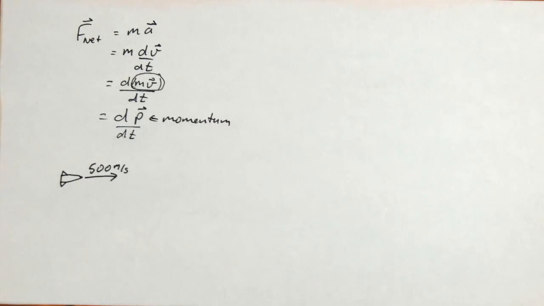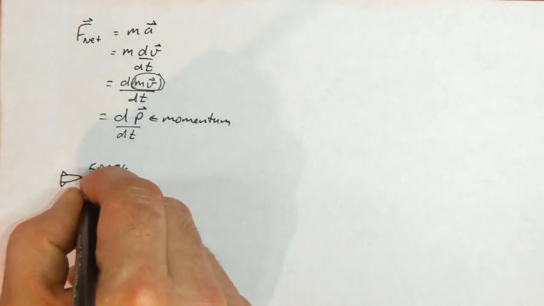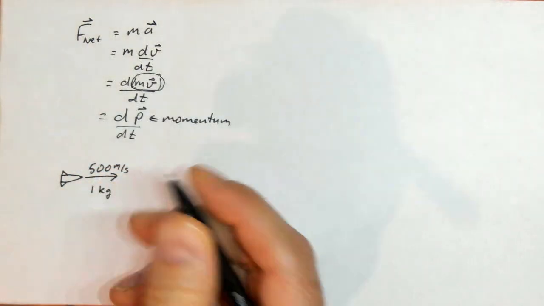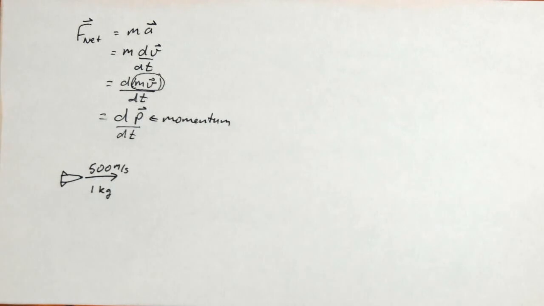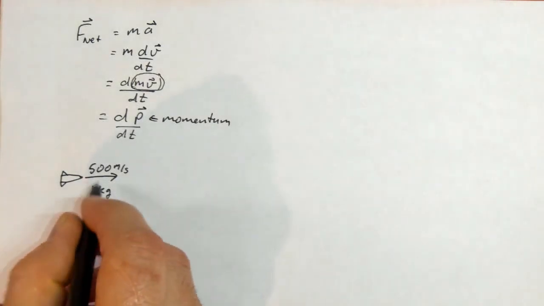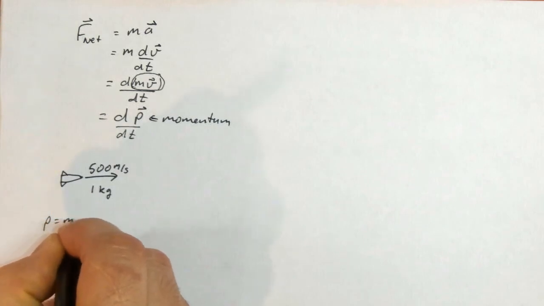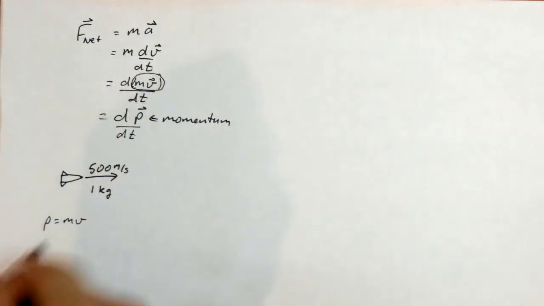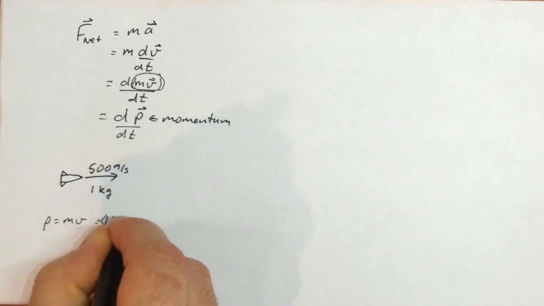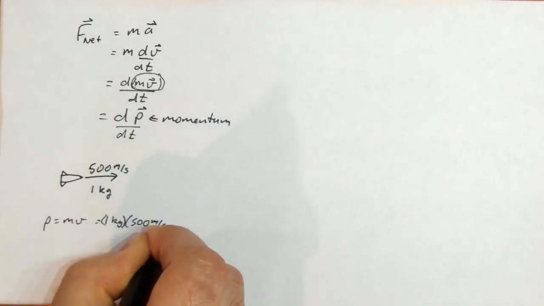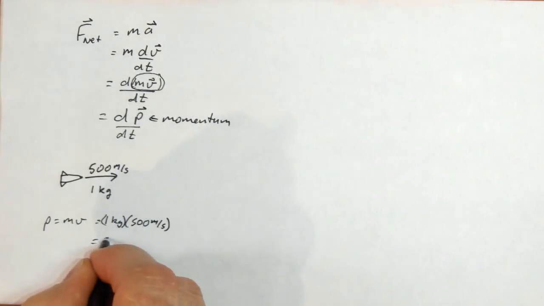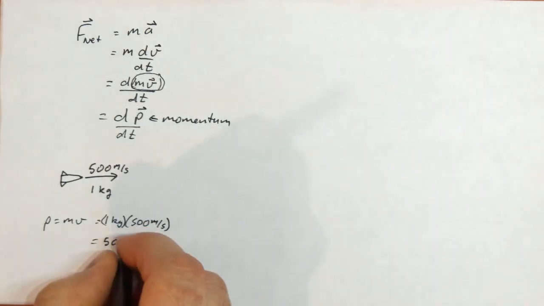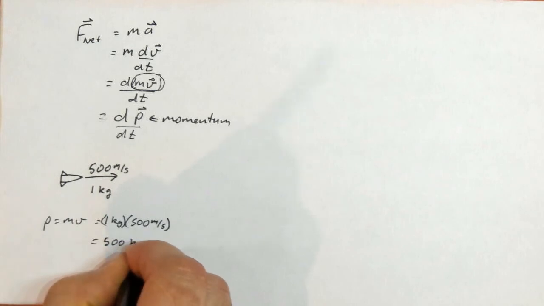But let's say we got this really fast rocket, but it's pretty small. I'm going to say it's 1 kilogram. I guess for a rocket that's not teeny small, but in order to get 500 meters per second, that would have to be a pretty big rocket. And so what is its momentum? Well, p equals mv in magnitude, and so that's going to be 1 kilogram times 500 meters per second, and so I get 500 kilogram meters per second.